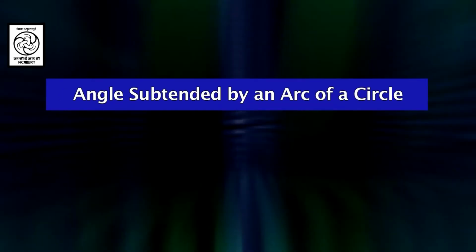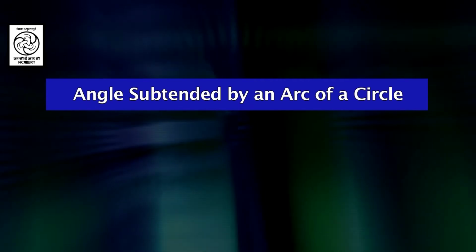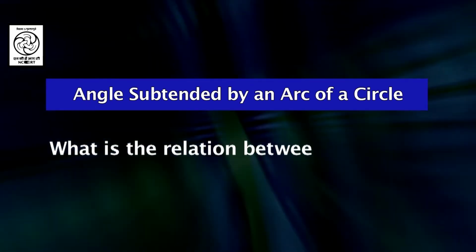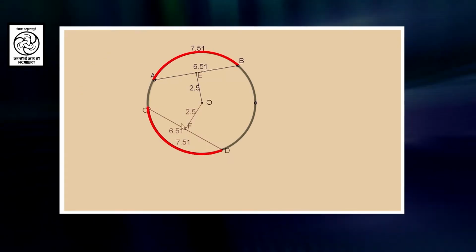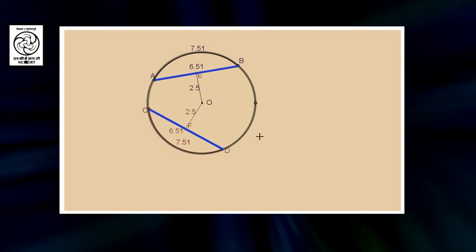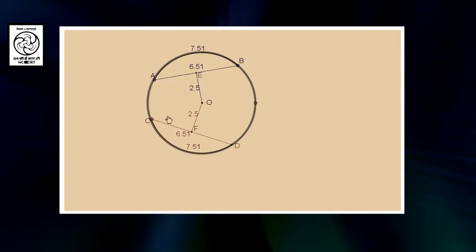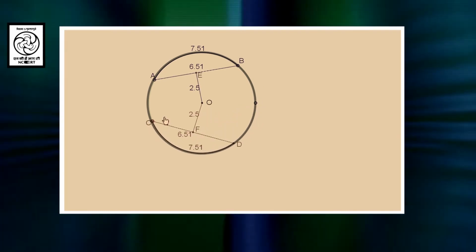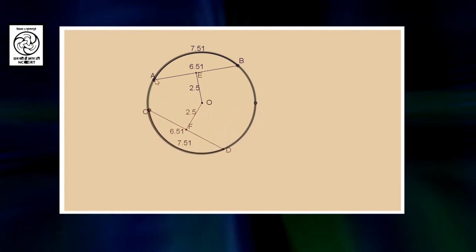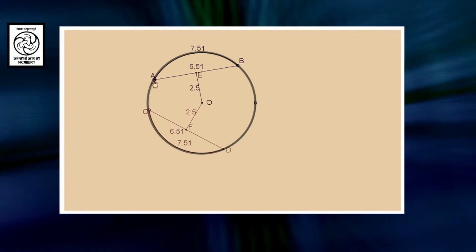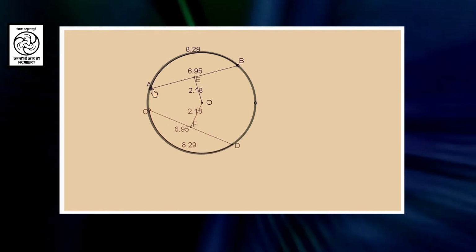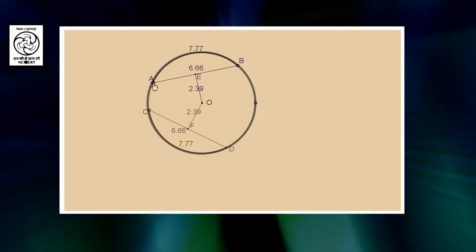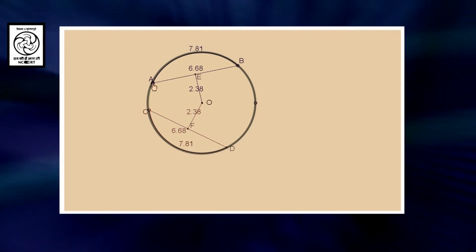Now, let us move to the angle subtended by an arc of a circle. What is the relation between arcs and chords? There are two arcs AB and CD, and their corresponding chords are also AB and CD. If we change CD, you can see that both the chord and the arc lengths are the same. Now, let us change the length of arc AB. The length of arc AB is equal to the length of arc CD. Therefore, the length of chord AB is also equal to the length of chord CD.